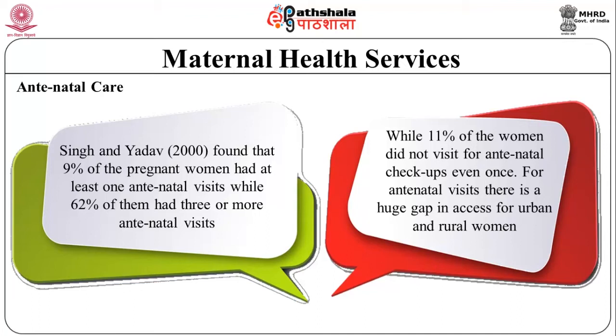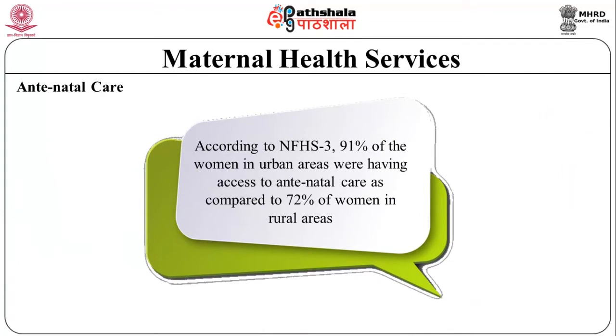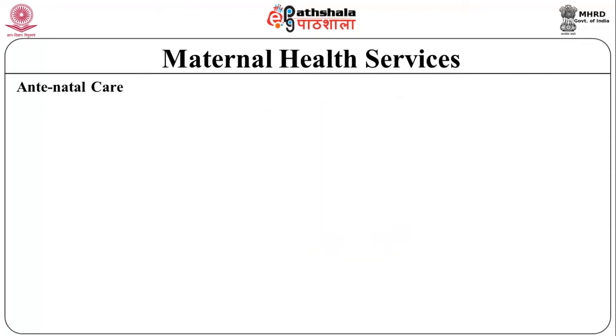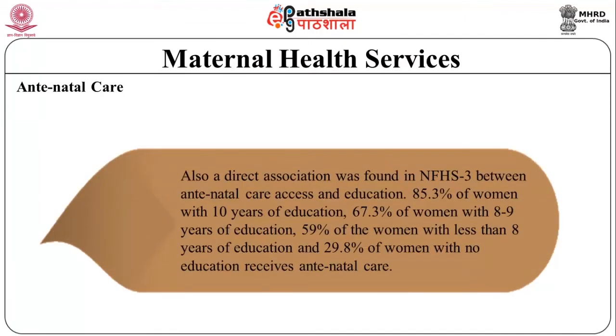For antenatal visits, there is a huge gap in access for urban and rural women. According to NFHS 3, 91% of the women in urban areas had access to antenatal care as compared to 72% of women in rural areas. Also, a direct association was found in NFHS 3 between antenatal care access and education. 85.3% of women with 10 years of education, 67.3% of women with 8 to 9 years of education, 59% of the women with less than 8 years of education, and 29.8% of women with no education receive antenatal care.